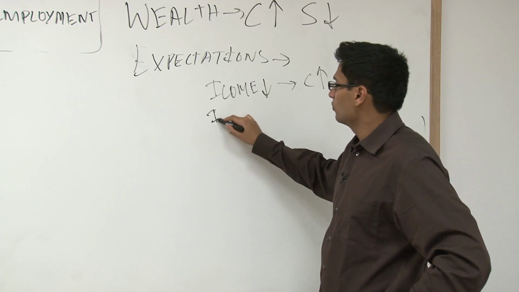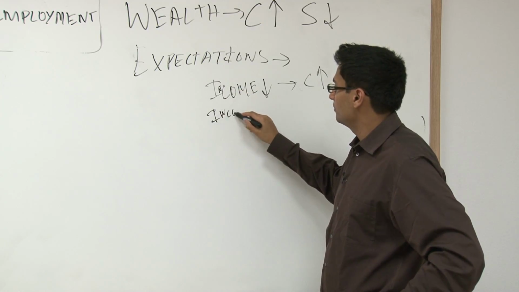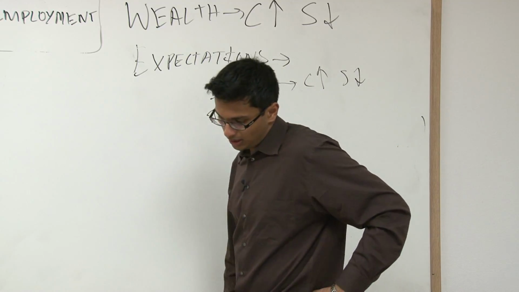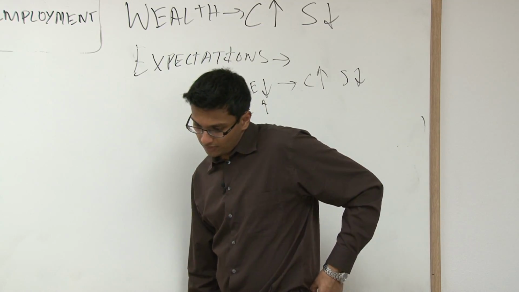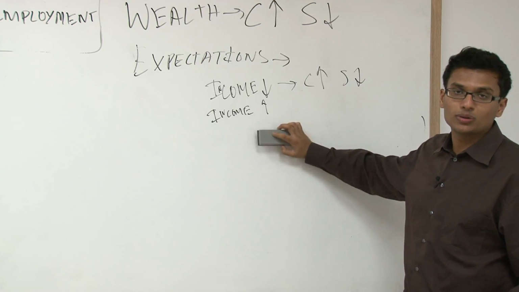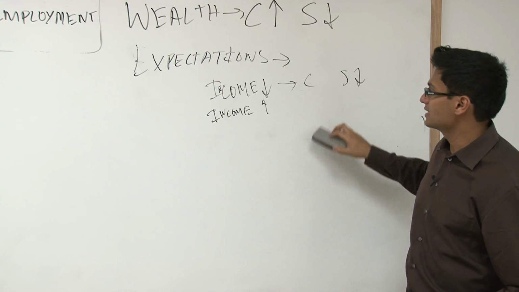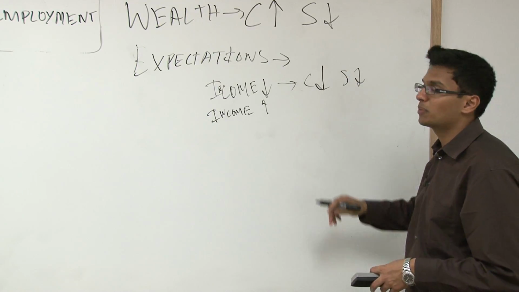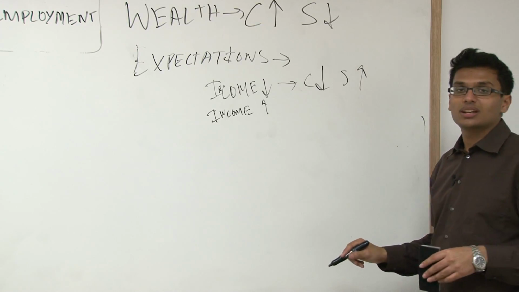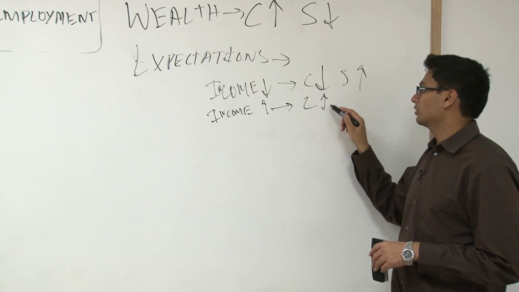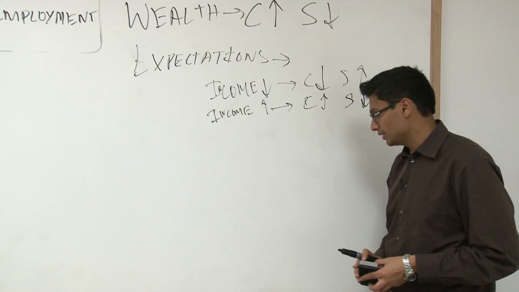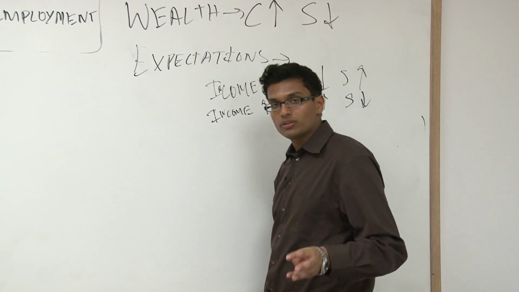The other one is, what if you say that your income in the future is going to go up? Sorry, I mixed that up a little bit. If you expect the income to go down, you actually consume less because you want to save more. You want to prepare yourself for the future. Now, if your income goes up, you consume more, because you know that you're going to make more money in the future, and the savings will go down. So understand that. All right, so we talked about wealth, we talked about expectations.